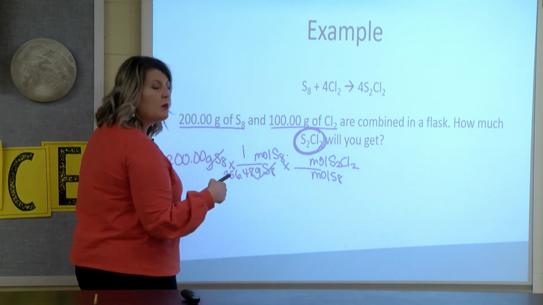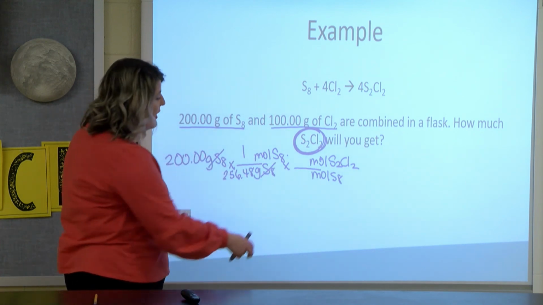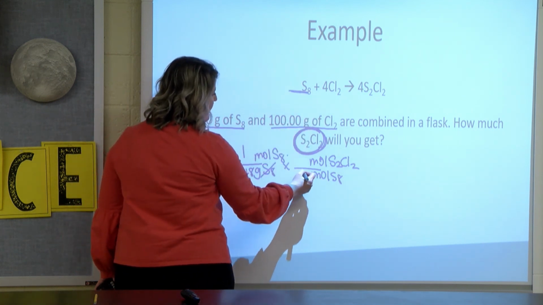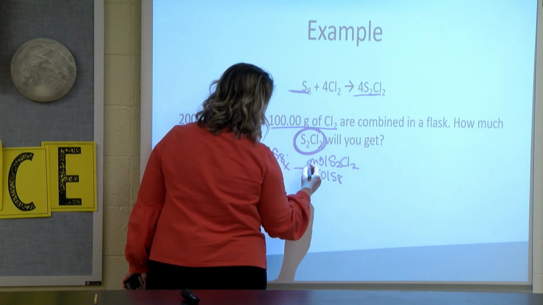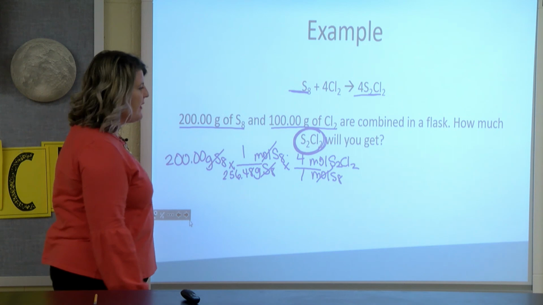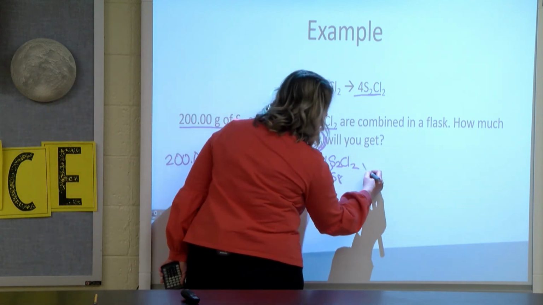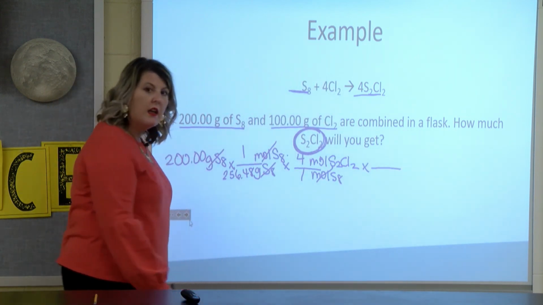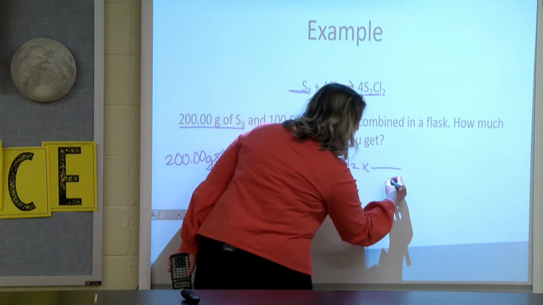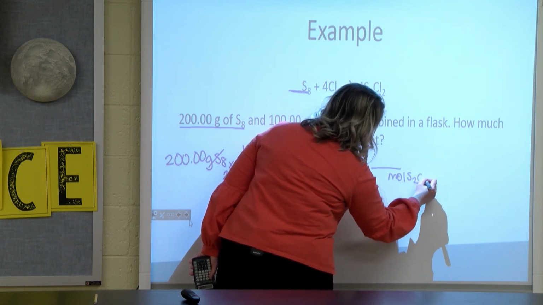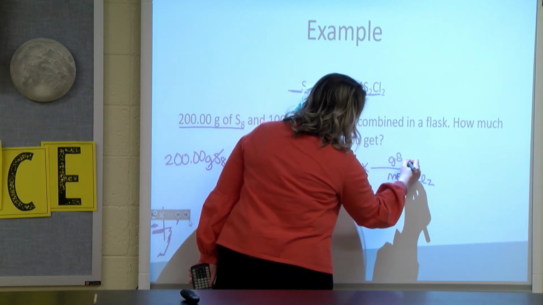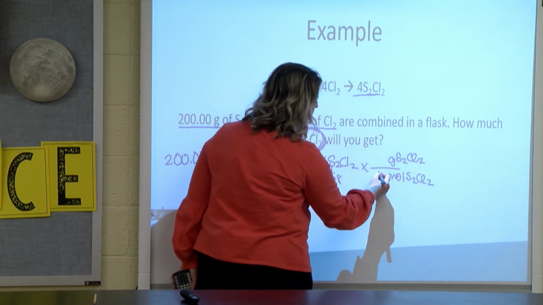And when you have moles over moles, where do you get those numbers? These numbers were not just 1 and 1, they came from the coefficients. So the number in front of S8 is 1, and the number in front of S2Cl2 is 4. So you cross out moles of S8 and moles of S8, and you're left with moles of S2Cl2, and that's not what you want. You want grams of S2Cl2, so you keep going with the same process. You take moles of S2Cl2, put it on the bottom, and now you can get to exactly what you want. You can put grams of S2Cl2 on the top.